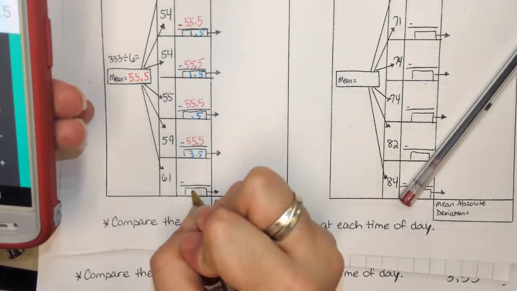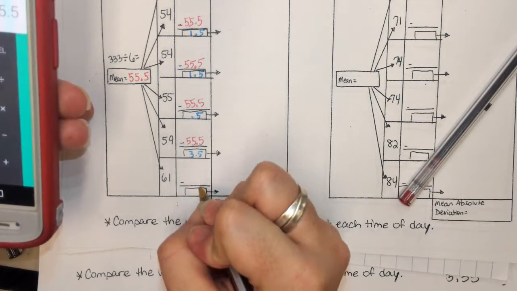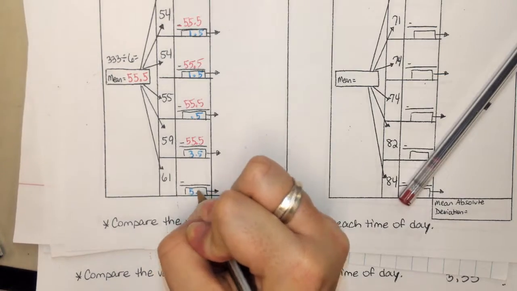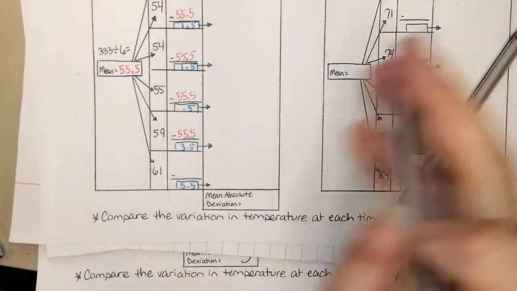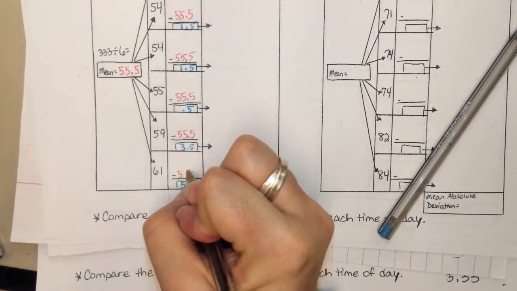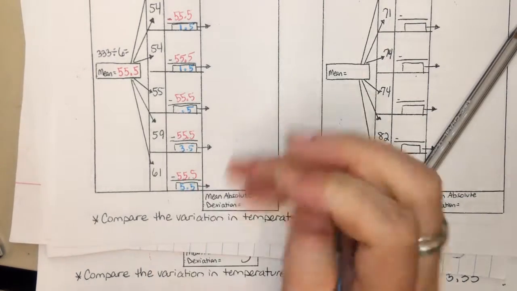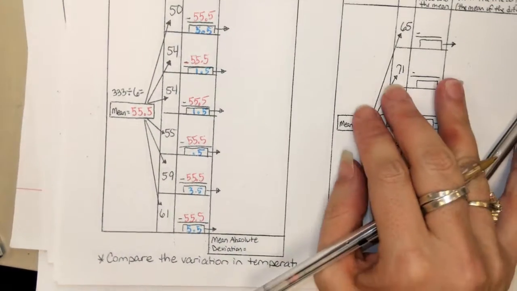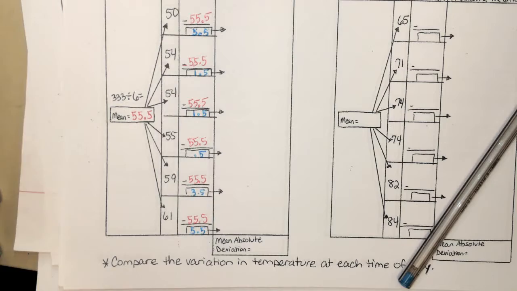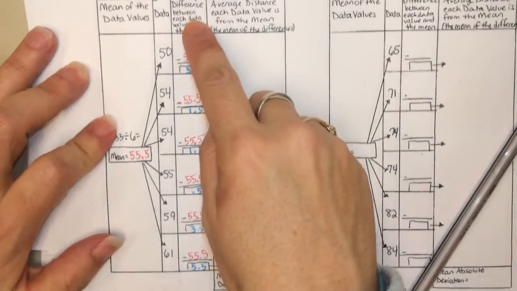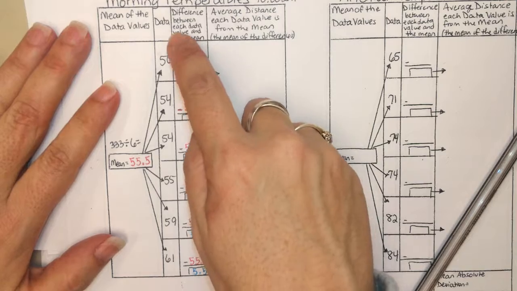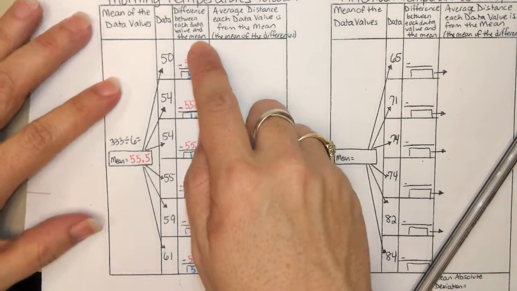3.5. Oh, that one, yeah, 3.5. I got 3.5. And then I got 5.5 on that one. Now, here's the weird part. You are actually not done with this, even though it's a lot of work so far. You have found the differences. Look what it says. The differences between the data and the mean.